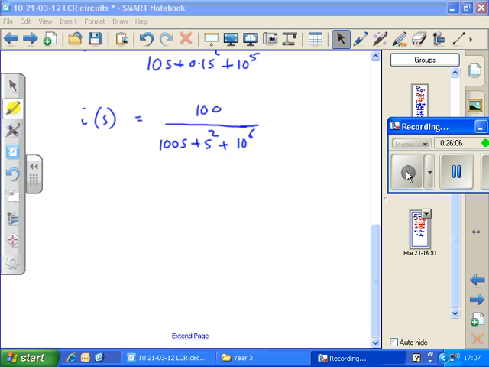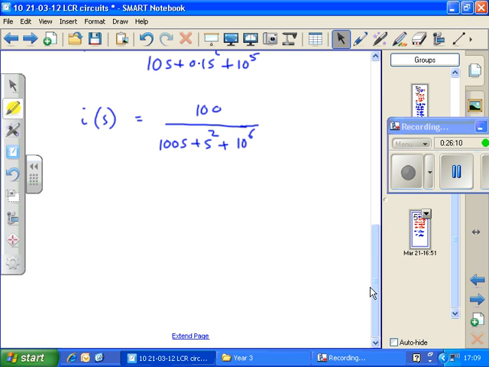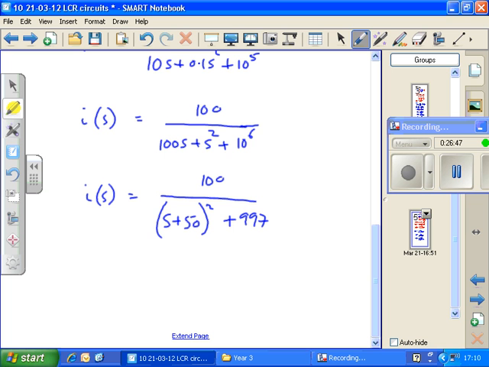Now we want to form the perfect square. So to get the perfect square, half of that 100 is 50. So IS is going to equal 100 over s plus 50 squared, and now I've got to work out what this omega squared is. Plus, 50 squared is whatever that is, 2,500. A million minus 2,500 is 997,500 because I've taken 2,500 out. Yeah. Okay.